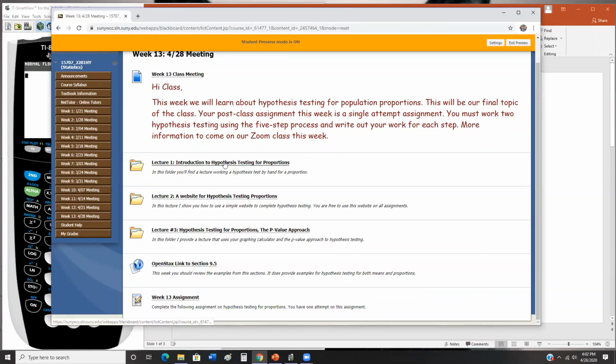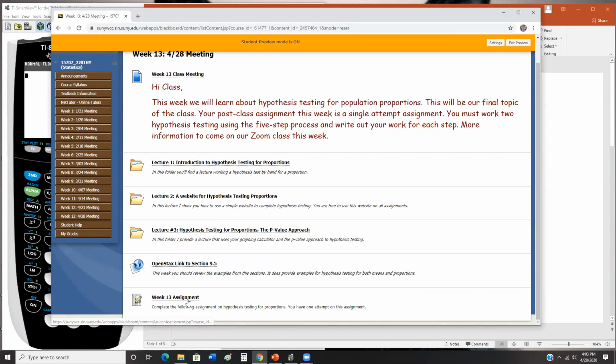So lecture one here kind of dives into a deep analysis or kind of theory behind it. Lecture number two shows you how to use a website for the hypothesis testing. And lecture number three is the p-value approach to hypothesis testing using your graphing calculator. It's also going to be the method I show you in class today just now. And it's the method you should use on your assignment this week.